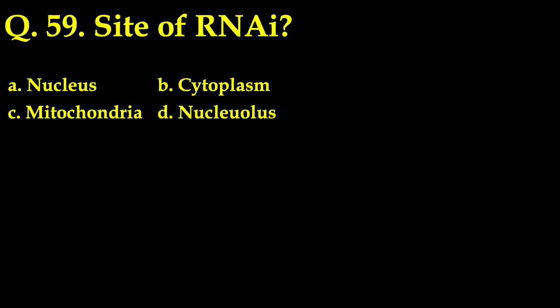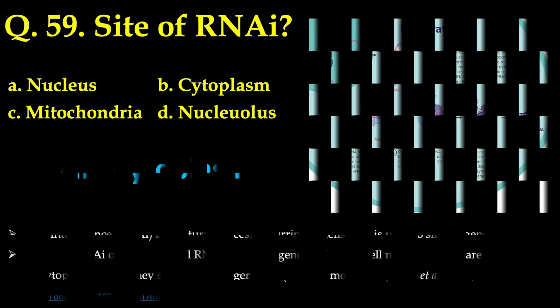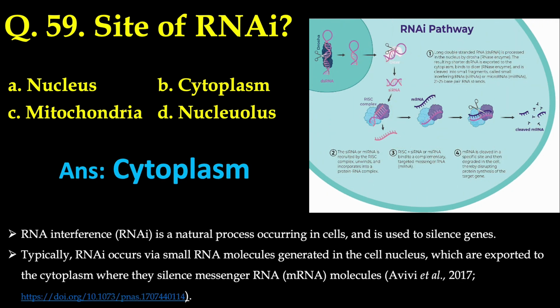Next question is on the site of RNAi. There were 4 options: nucleus, cytoplasm, mitochondria, and last option was nucleolus. And the correct answer is cytoplasm. As we know, RNAi or RNA interference is a natural process that occurs in cells and is used to silence a particular gene. Typically, RNAi occurs via small RNA molecules generated in the cell nucleus, which are exported to the cytoplasm where they silence the messenger RNA or mRNA molecules.